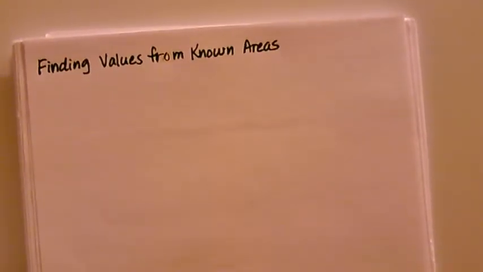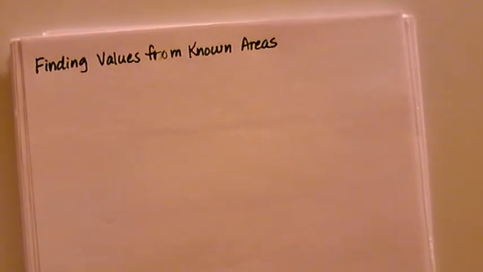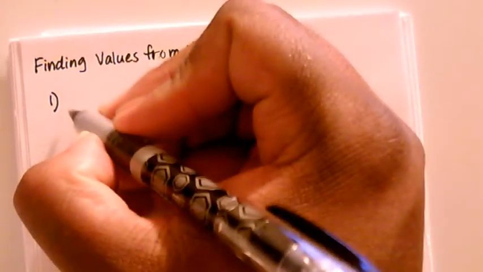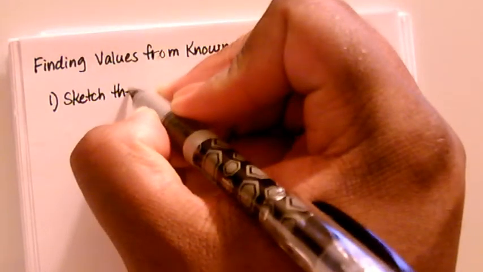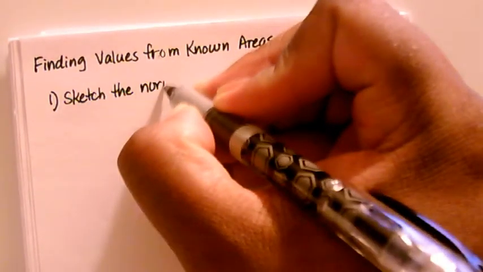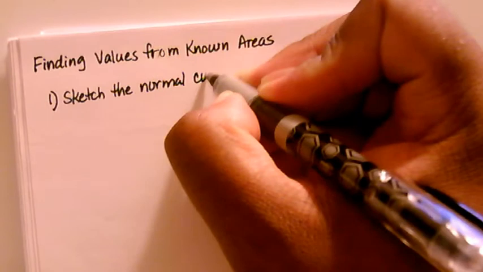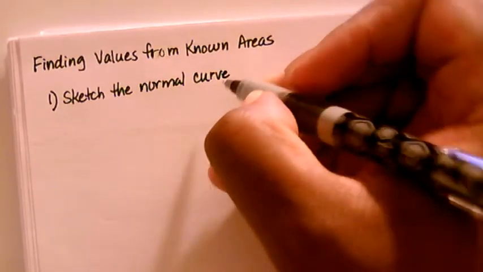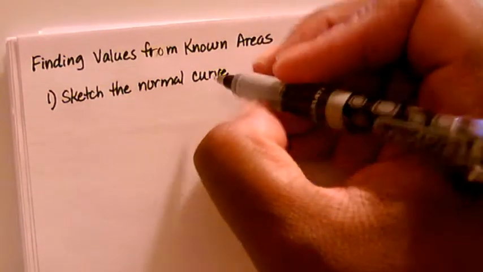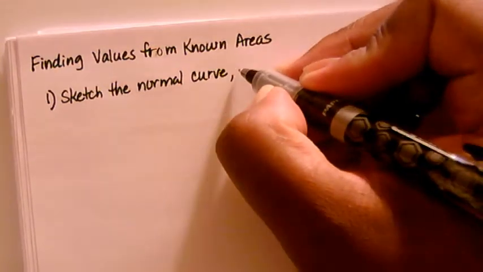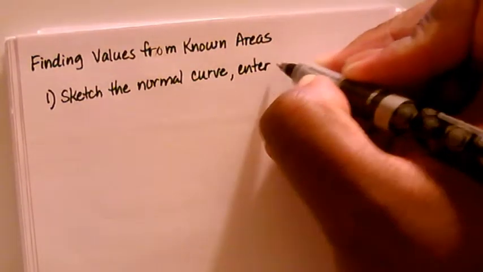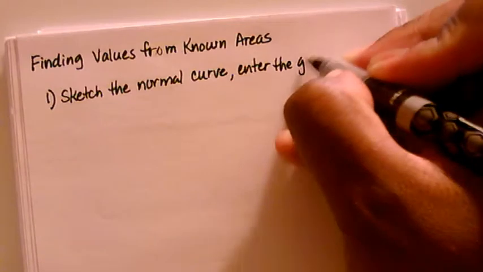So here we're finding the values from known areas. Okay? Now, the procedure is just this. You'll sketch the normal curve so that you can see what's going on. And then you're going to enter the given probability.